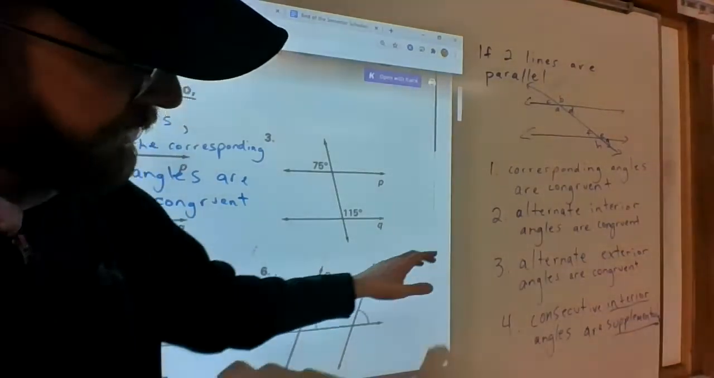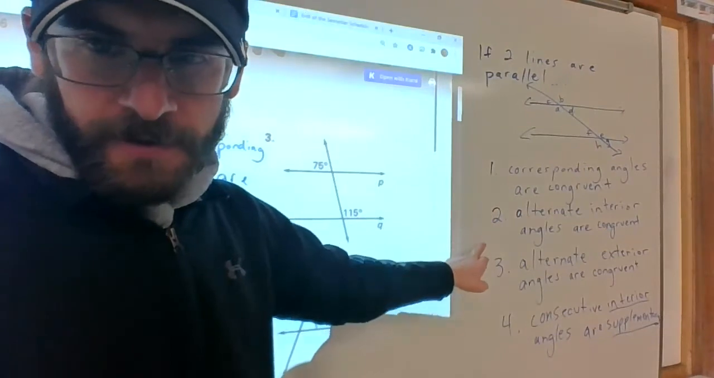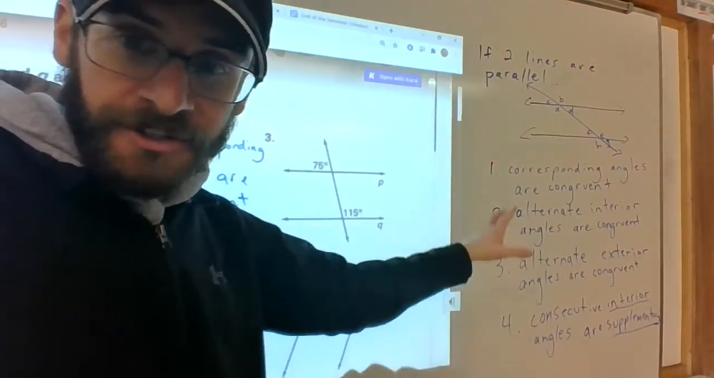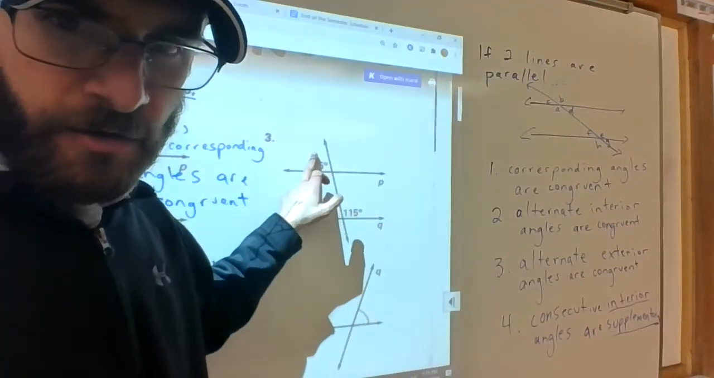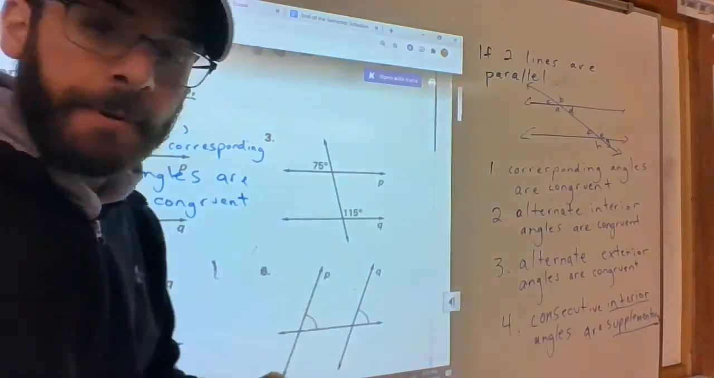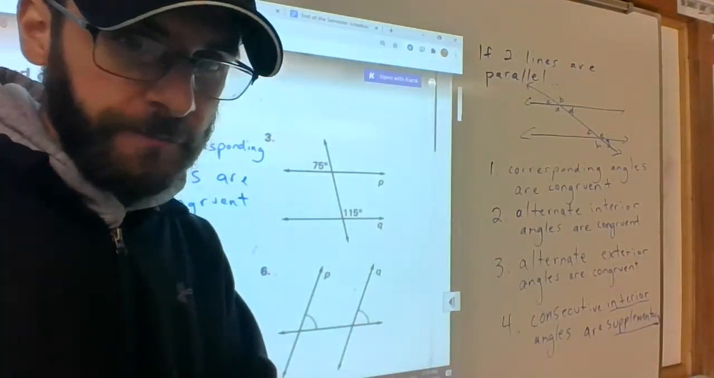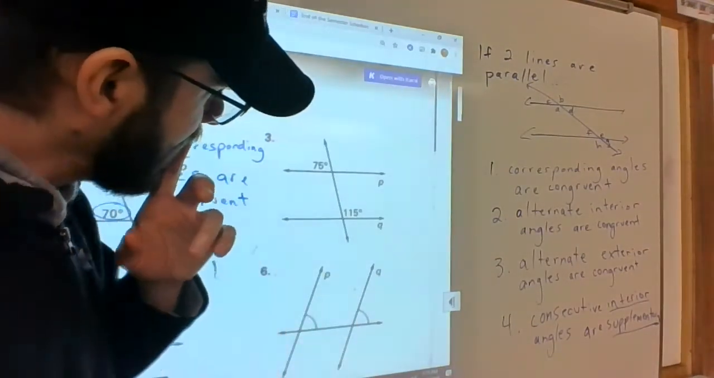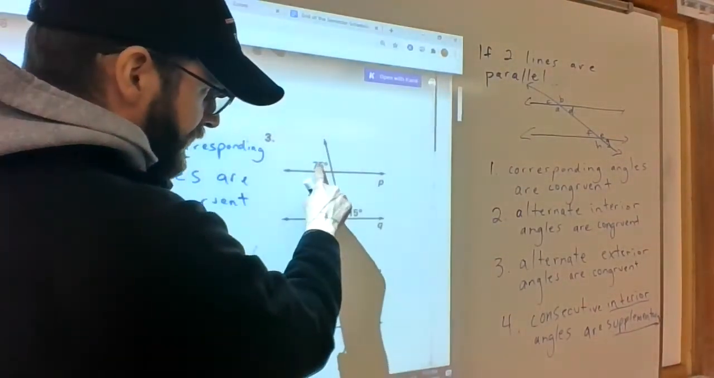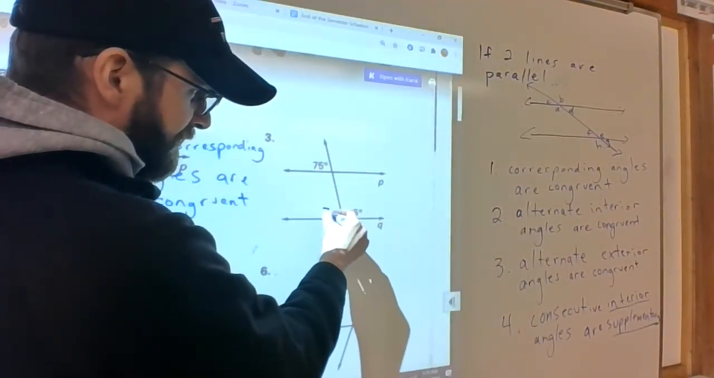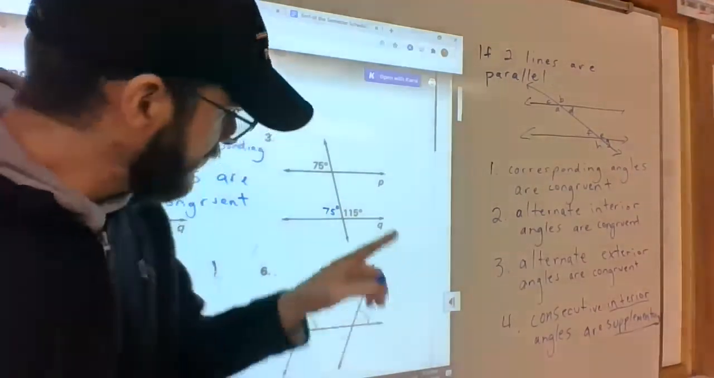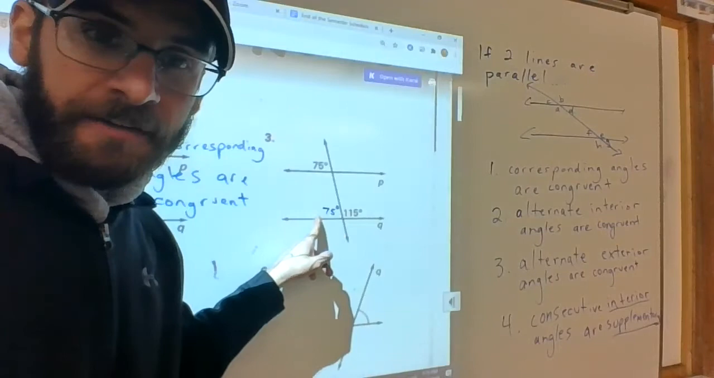Well, first of all, there doesn't seem to be a relationship identified here or defined by this angle here and that angle there. It's just not listed as one. But here's what we could assume. We could assume that if it were parallel, then this would have to be 75 degrees.